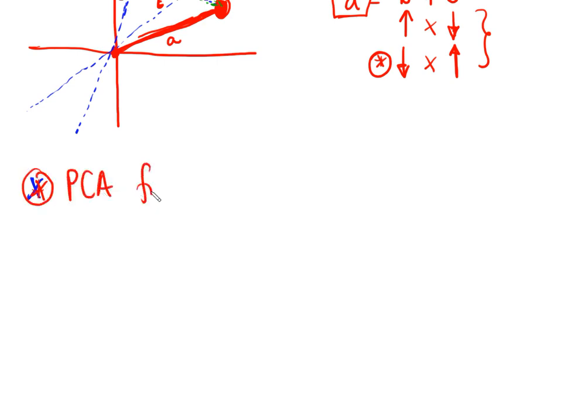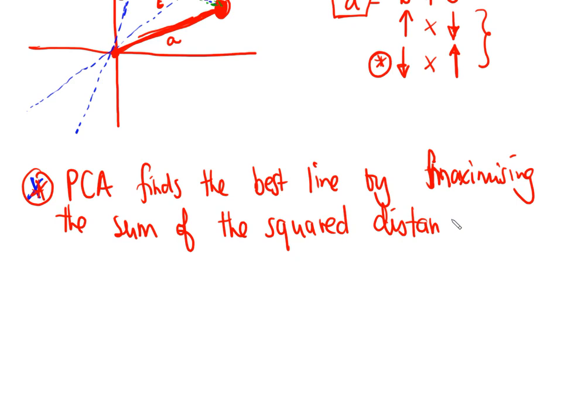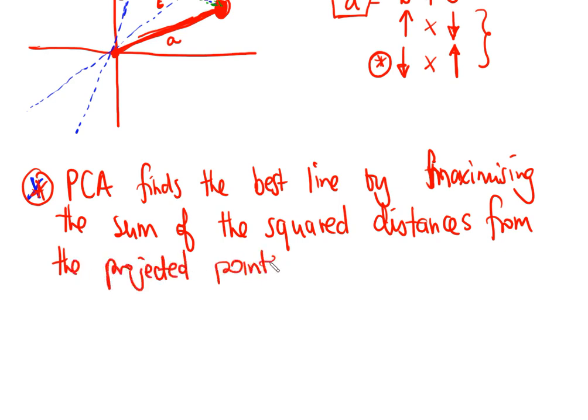PCA finds the baseline by maximizing the sum of the squared distances from the projected points to the origin. Let me just explain this because I really didn't explain it.